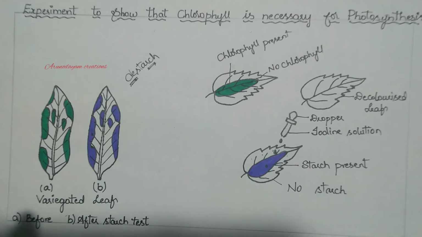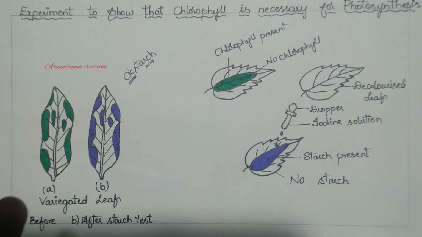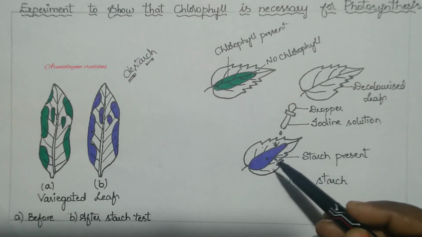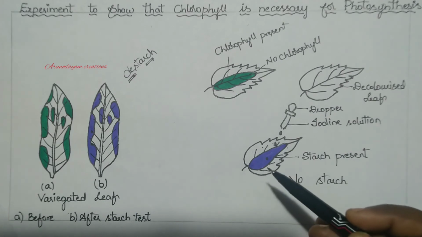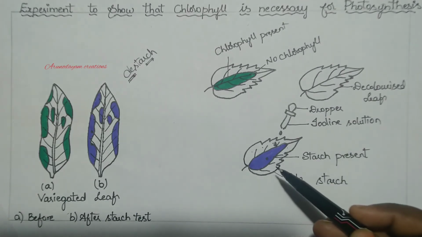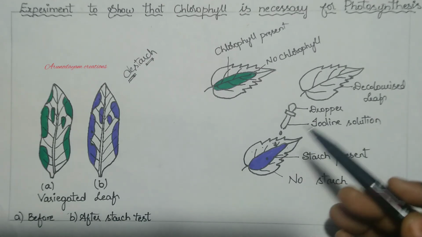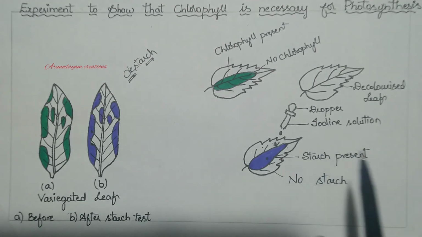So by this experiment we clearly prove that chlorophyll is essential for photosynthesis, isn't it? The parts with green color, that means the parts with chlorophyll, will turn into blue black color by the iodine test, and the parts without green color, that means without chlorophyll, will not turn blue black. So by this experiment we can prove that chlorophyll is essential for photosynthesis.